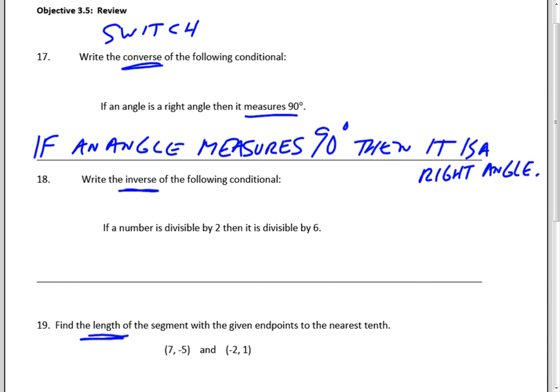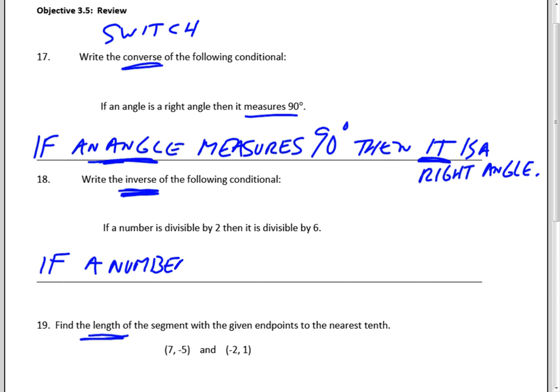Some people are looking at the whole phrase as what's being switched. This isn't crucial. Sometimes it is switched, sometimes it isn't. It's the main idea, the action, the verb, the predicate. I'm not sure if that's right in English class. That's what moved. Measures 90, right angle. What should I do with inverse? Does anything actually move? No.